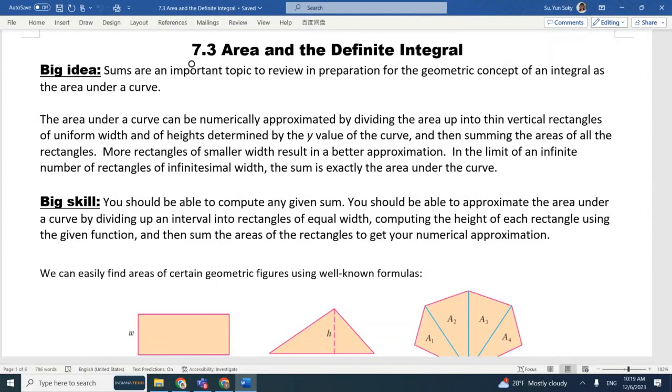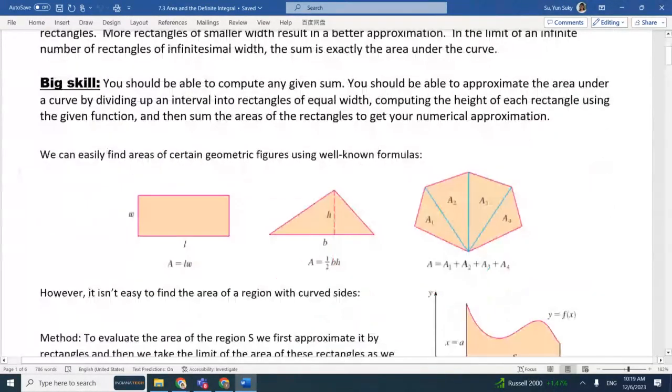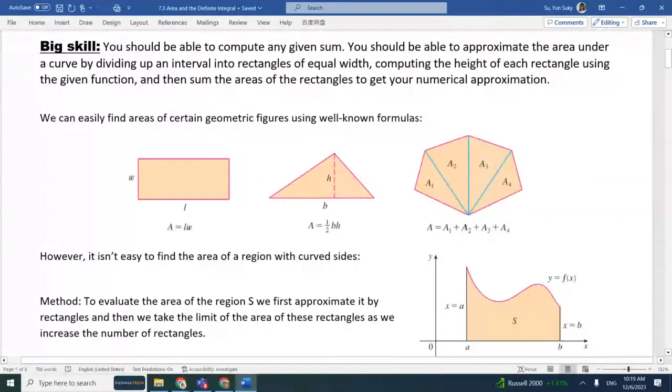You should be able to compute any given sum. You should be able to approximate the area under a curve by dividing up an interval into rectangles of equal width, computing the height of each rectangle using the given function, and then summing the area of the rectangles to get your numerical approximation. Okay, so this is what we're going to learn in this session. So we want to find the area.